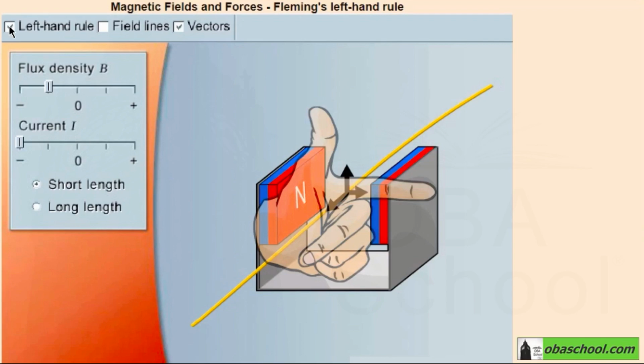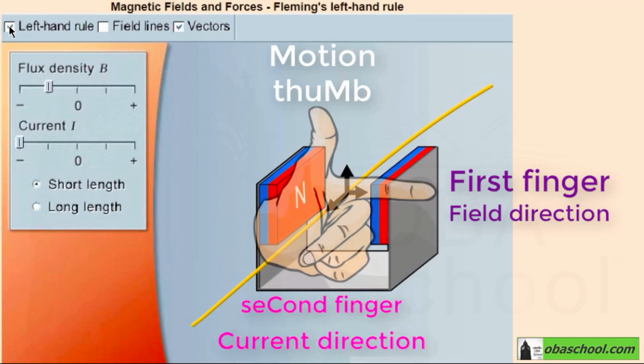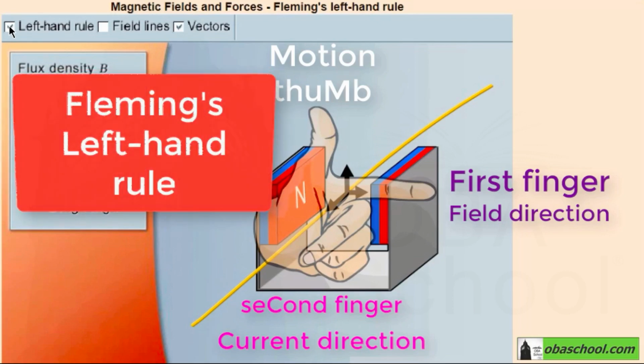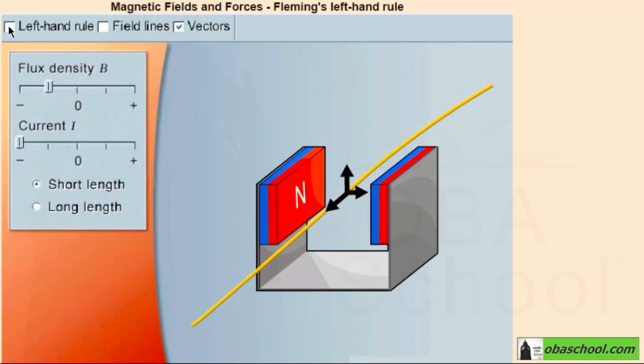Place your left hand in the same direction as the one in the picture. You will see that, in this case, the thumb is in the motion direction, which is upwards. The first finger is in the field direction, which is from left to right, and the second finger is in the current direction towards you. This rule for finding the direction of the force in a conductor in a magnetic field is called Fleming's left-hand rule.